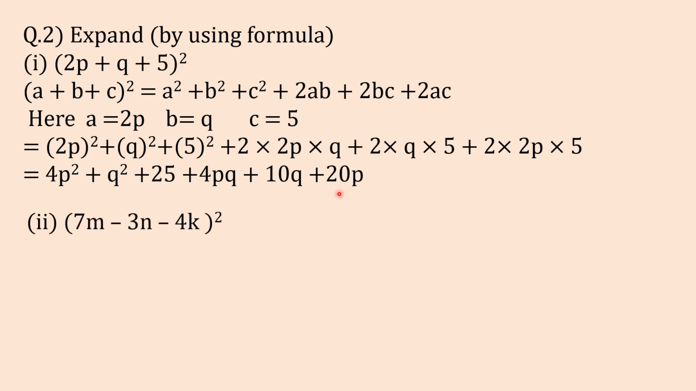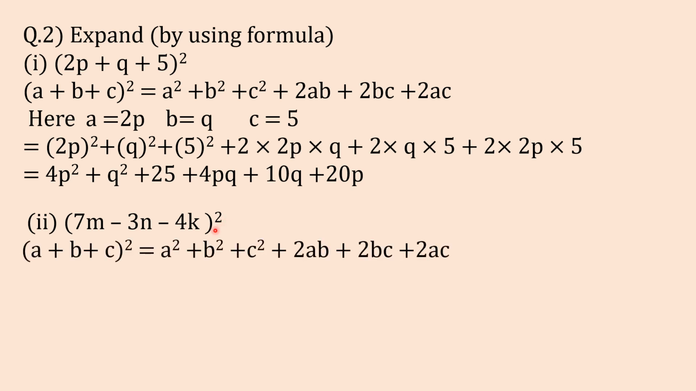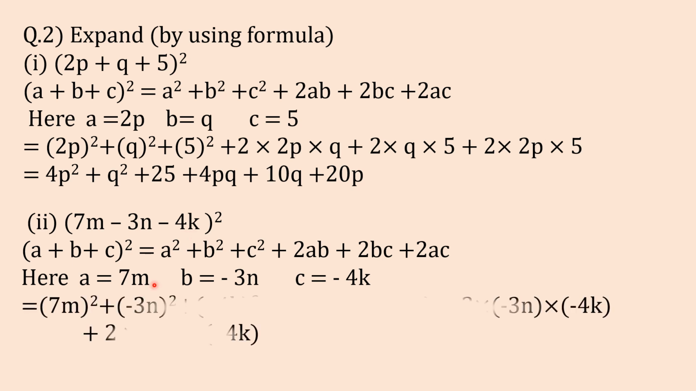Now moving to the next one. What is given? 7m minus 3n minus 4k the whole square. It is also the same formula we have to use, students. (a plus b plus c) the whole square equal to a square plus b square plus c square plus 2ab plus 2bc plus 2ac. So here our a is 7m, b is minus 3n and c is minus 4k. So just put it in the formula.